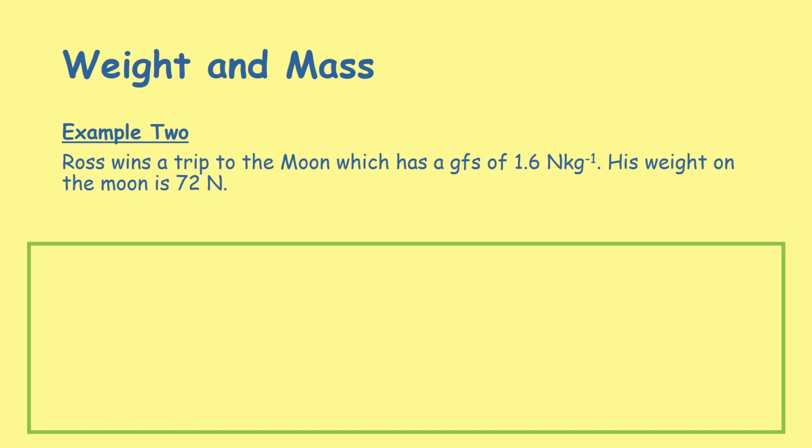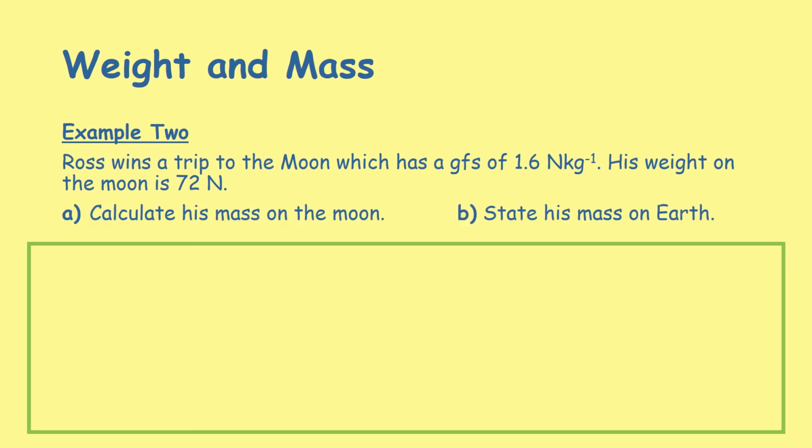Example 2. Ross wins a trip to the moon, which has a gravitational field strength of 1.6 newtons per kilogram. His weight on the moon is 72 newtons. Part A, calculate his mass on the moon, and part B, state his mass on Earth. Part A, we can see says calculate, so just like before, we want to write down W, M, and G. You can see in the question we have the gravitational field strength and the weight, and we want to calculate the mass. So W equals 72 newtons, M is our question mark, and G is 1.6 newtons per kilogram.